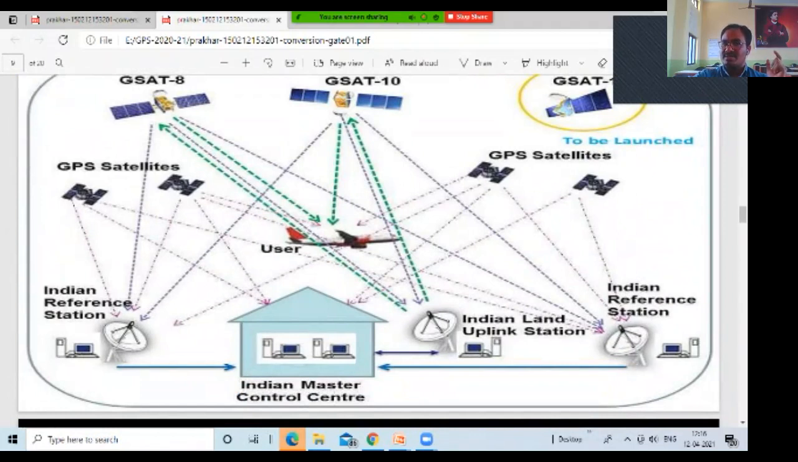And this is the master control station, Indian Master Control Center and Indian Land Uplink station. This is for the uplink purpose. So in the picture, only 2 references are given, but in the exact calculation, we will use the 15 reference stations located in different parts of the country.